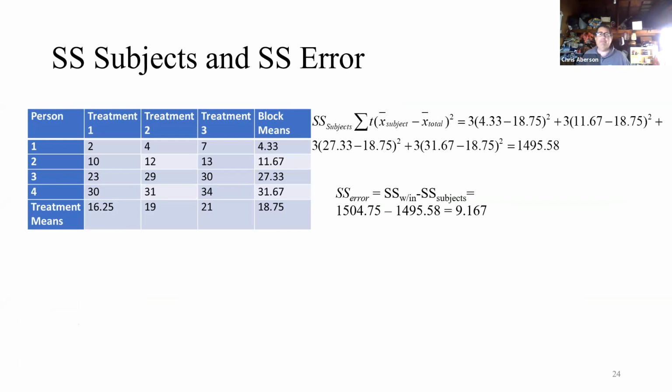Sums of square subject. Sums of square subject is equal to t, which is the block mean, minus the grand mean multiplied by the number of times the person was measured. And then we sum them and we square it. And we can see that that's a really big number. And when we go down to get sums of square error, which just involves a little subtraction, it comes out to only about 9. So what this is telling us is that where somebody scores, a large proportion of that can be explained by the individual subject.